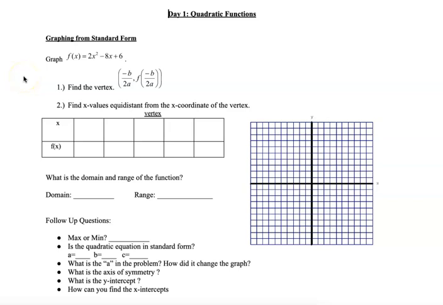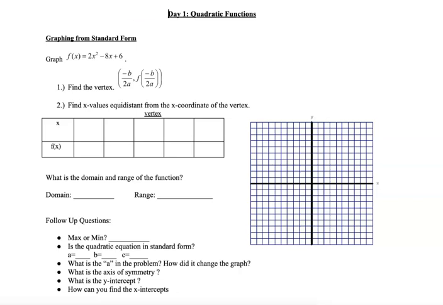All right, we're going to talk about quadratics, starting with the standard form and graphing from standard form. So we're given a quadratic function, y equals 2x squared minus 8x plus 6, and the first thing we're going to want to do is to find the vertex.